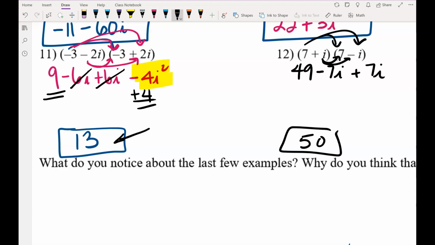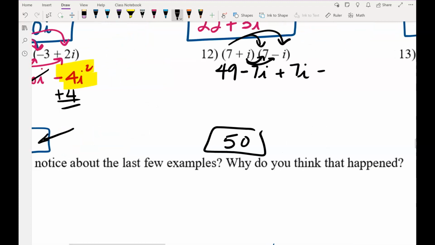I times negative I is negative I squared, which we know is a negative of a negative 1, which is straight up positive 1. Combine those, that's 50. Cancel, cancel. Perfect. Last one.